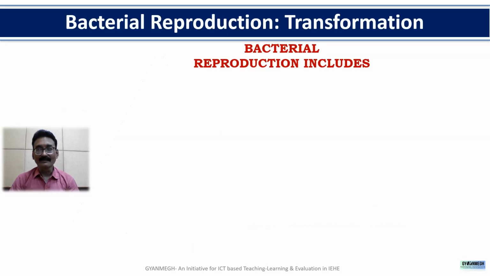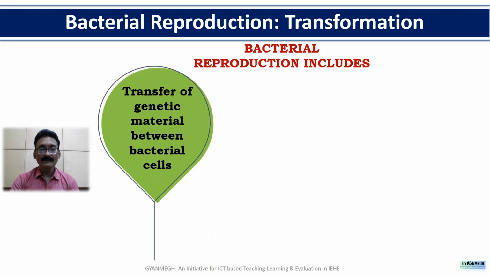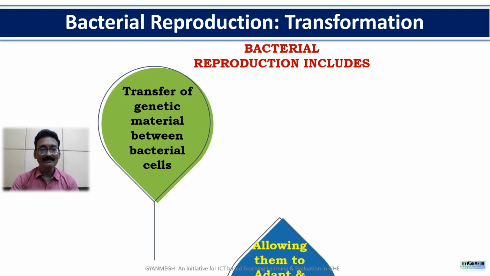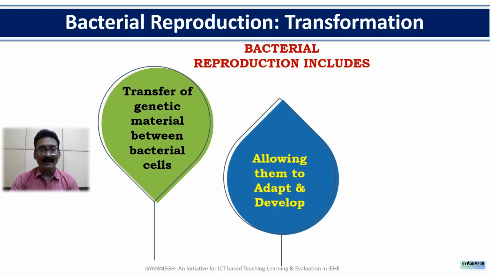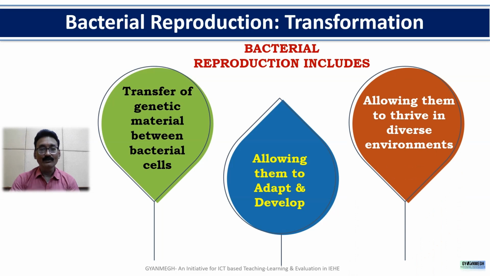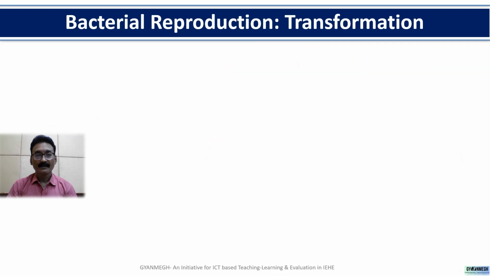Bacterial reproduction is a fascinating process in which genetic material is transferred between bacterial cells, allowing them to adapt, develop, and thrive in diverse environments. So you can see here that it is a process in which genetic material from the surroundings is transferred inside the bacteria, allowing them to adapt and develop. Now come to transformation.